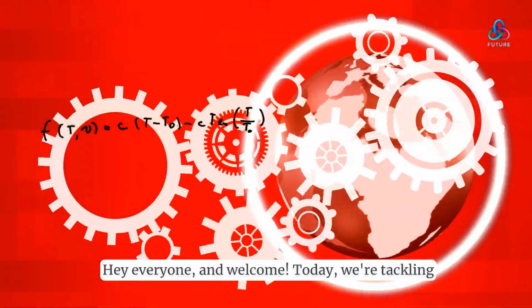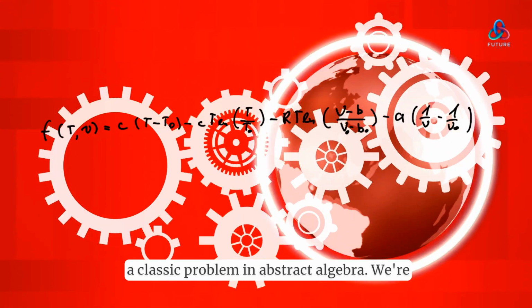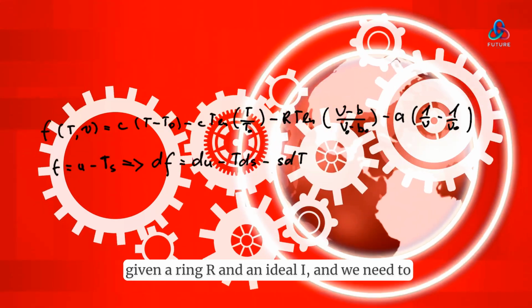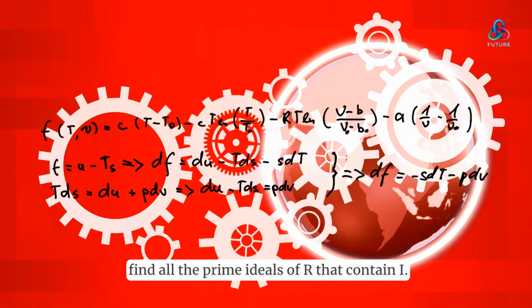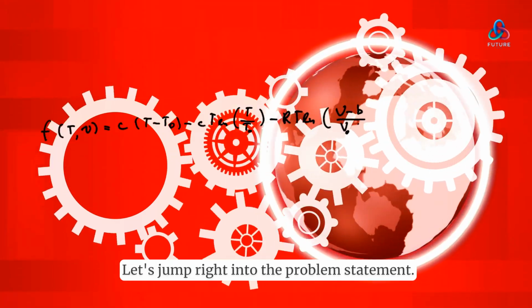Hey everyone, and welcome. Today we're tackling a classic problem in abstract algebra. We're given a ring R and an ideal I, and we need to find all the prime ideals of R that contain I. Let's jump right into the problem statement.